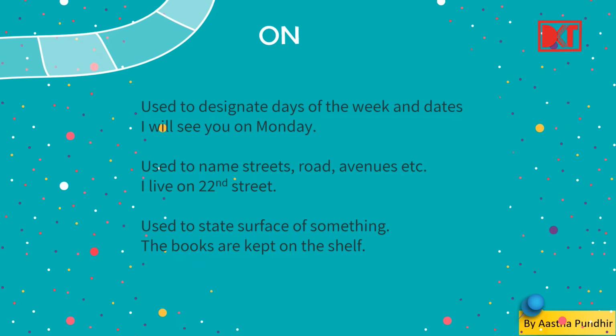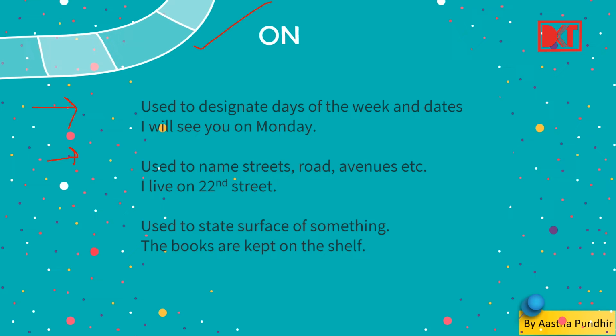Right, now we start off with the prepositions. We'll be explaining each of them. Like here we have on. When is on used? When we have to designate any days of the week or dates. Like here we are saying, I will see you on Monday. Days, okay? So this is days of the week, Monday. Or suppose we have to say that I will see you on 22nd January. So that's again when we use on.